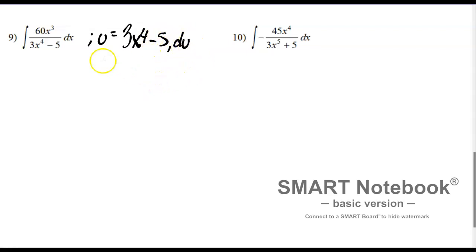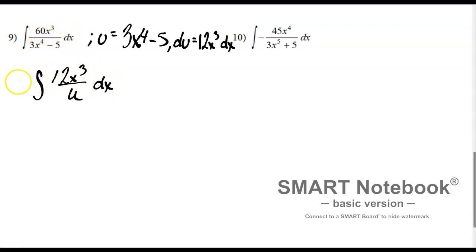and du, which would be what? Let's see if I can squeeze it in here. It would be 12x to the 3rd dx. Now let's apply it and write it in terms of u. So here we definitely have u. du is 12x cubed dx. So almost, right? I'm going to write 12x cubed. The dx is there, of course.